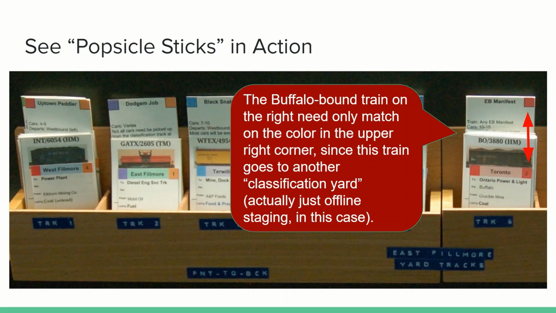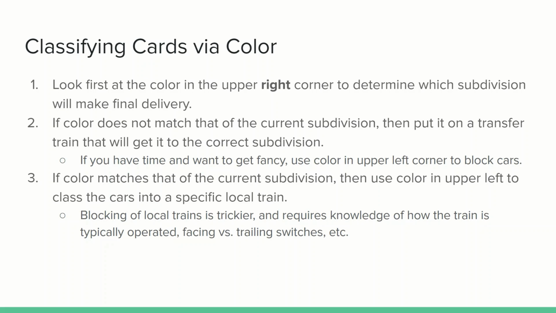For cars that are being classified in a different yard, so we're looking at the East Fillmore yard, which is the orange and upper right. So for all those orange in the upper right cars, the yard crew is breaking them out by train. For things that go to other yards for further classification, you only need to look at the upper right corner. So in this case, the red in the upper right corner actually represents an offline staging, in my case, representing things heading toward Buffalo and beyond. And so anything with red in the upper right-hand corner is going to be placed into that pillbox.